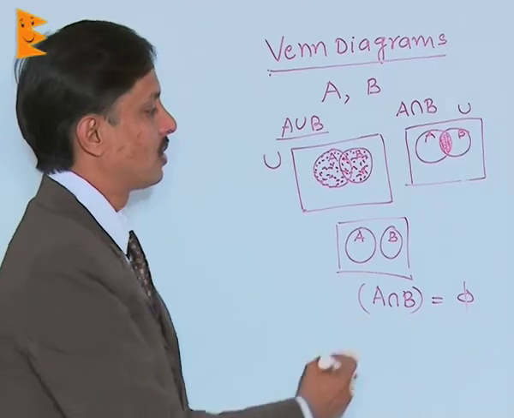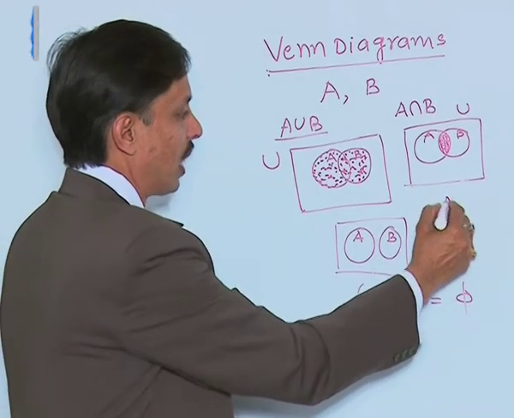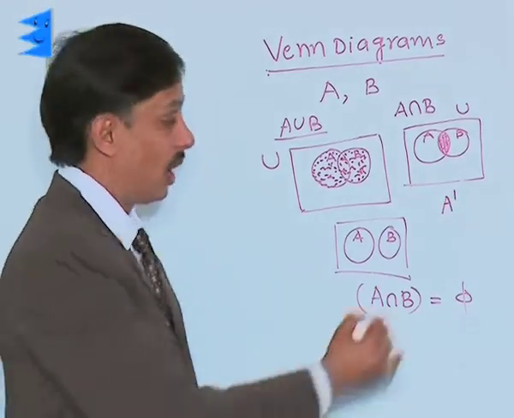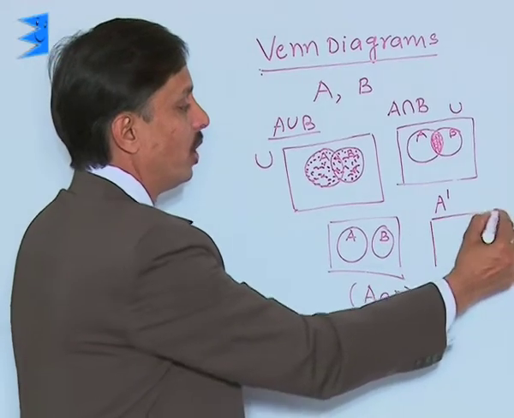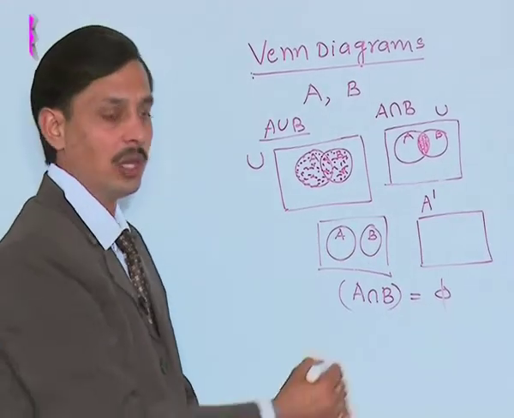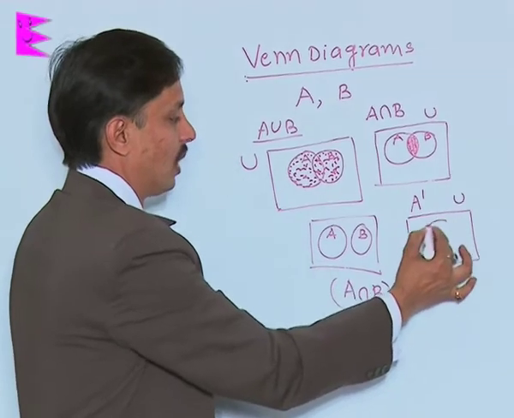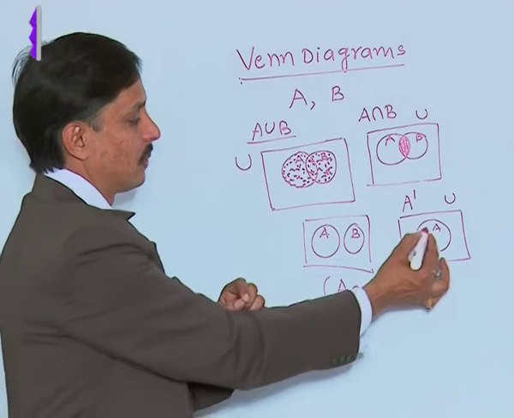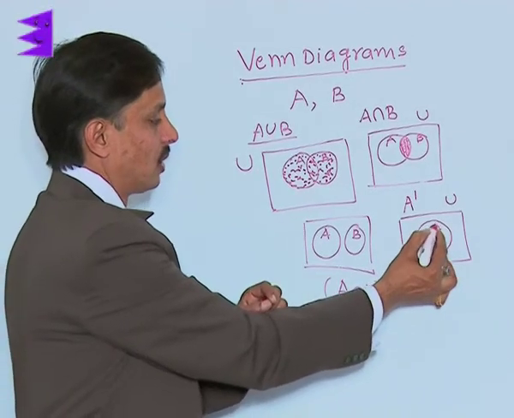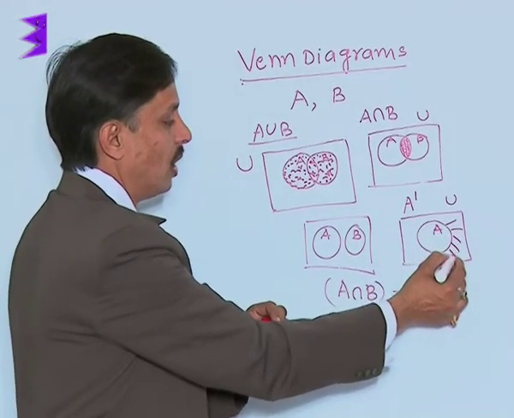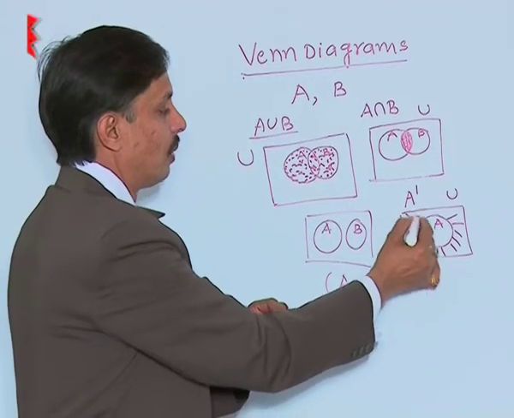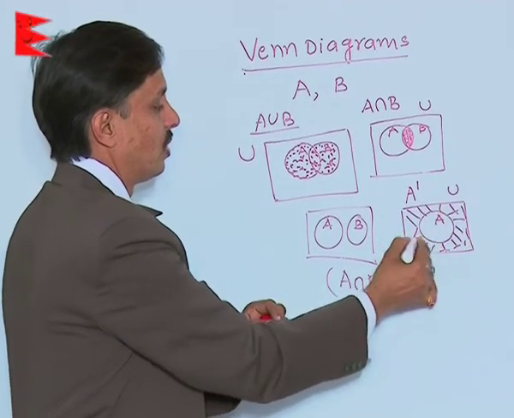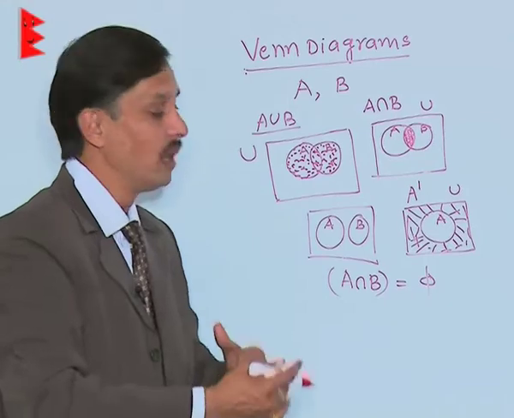Similarly, you may be asked to draw the Venn diagram of A complement. You have drawn the universal set, and you have taken A as a set. A complement means everything other than A. So leaving A, the remaining part is shaded, and that is known as A complement.